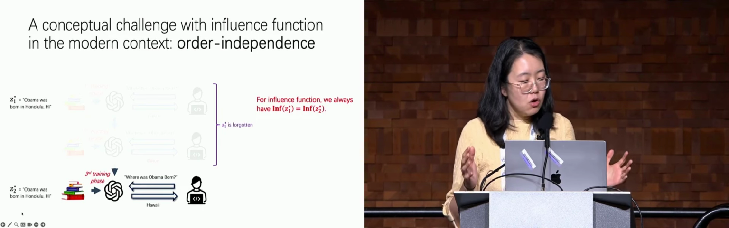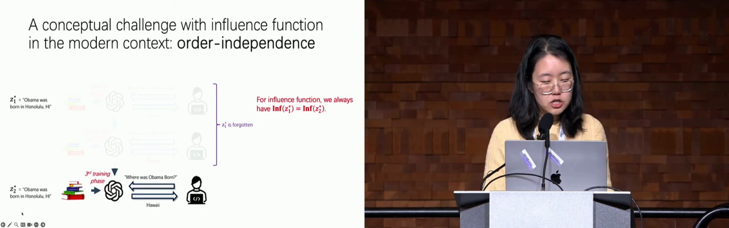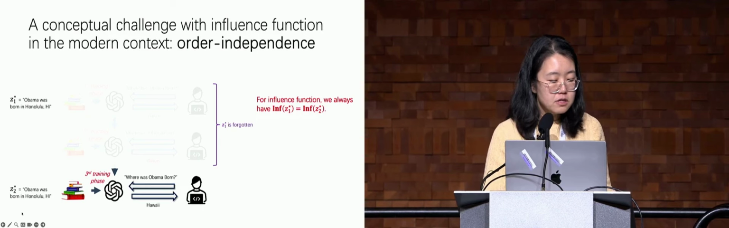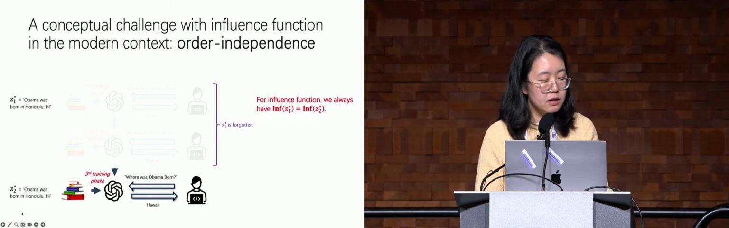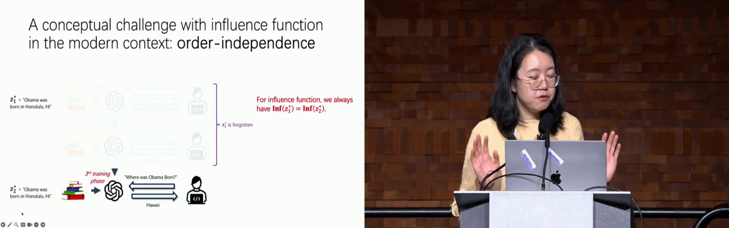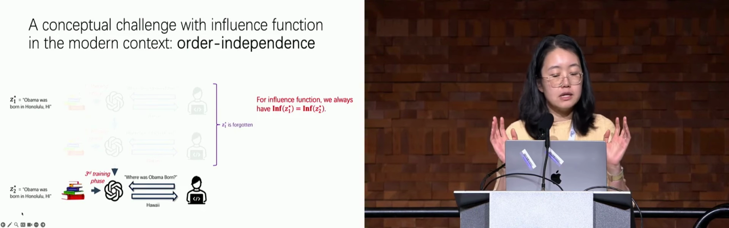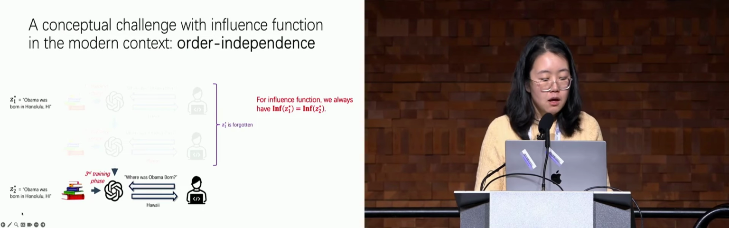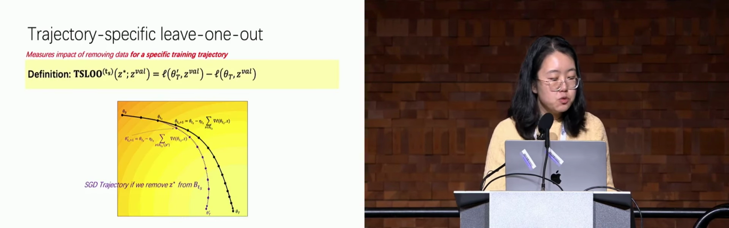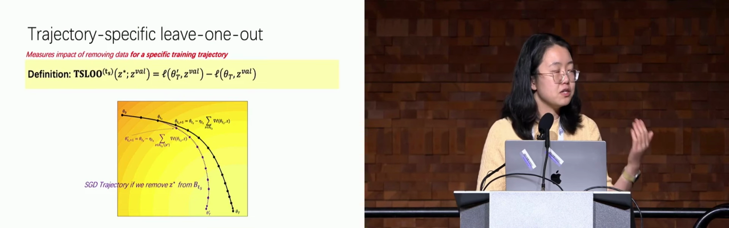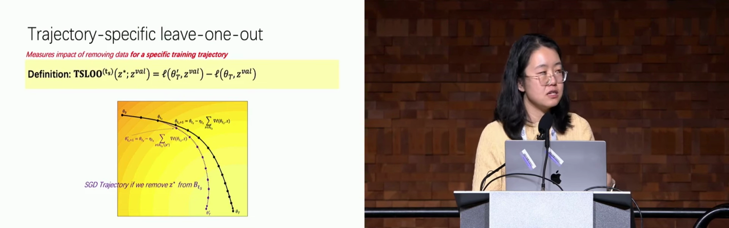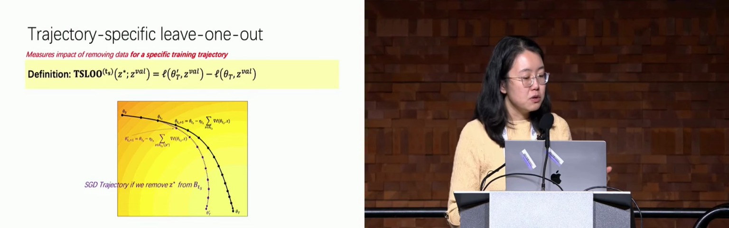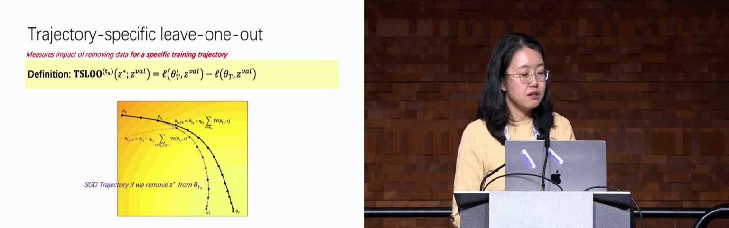Okay, so if you calculate influence function for Z1 star, which is used in the very beginning of your training, versus Z2 star, the same data point but entering in the later stage of the training, influence function will give you the same score because it calculates the gradient only based on the final model checkpoint. But intuitively, this Z1 star is forgotten during the training process, so its influence is essentially 0. But Z2 star helps you learn this fact, so it will have a much larger influence on the final model.